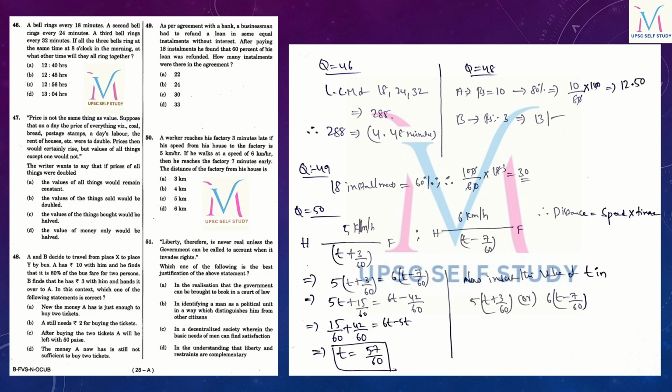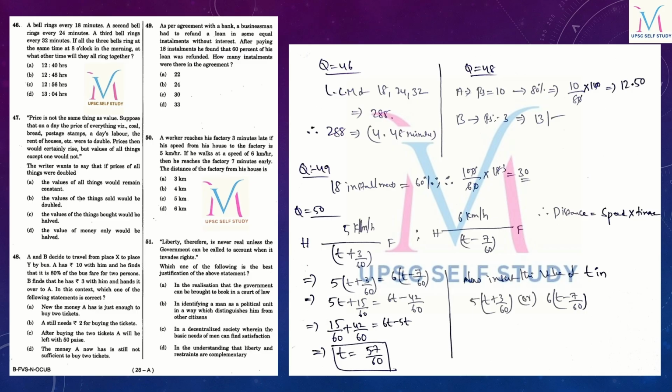First picture, from house to factory he is walking at 5 kilometers per hour. Here t is equal to time. Okay, t is equal to time, t plus 3 by 60, because while he is walking at 5 kilometers per hour, he is late. Okay, he is late to the factory by 3 minutes.